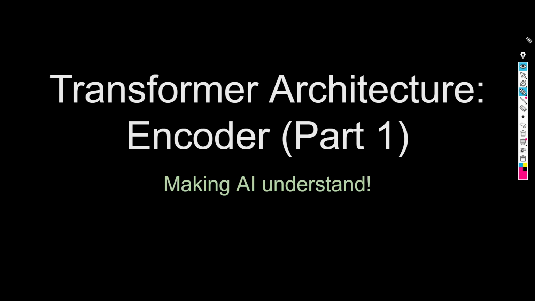In general, transformers have two important components, the encoder and the decoder. Today we are just going to focus on the encoder, and then in the next video, we'll talk more about the decoder side of it. So, without wasting time, let's open the box and understand how the transformer encoder works.